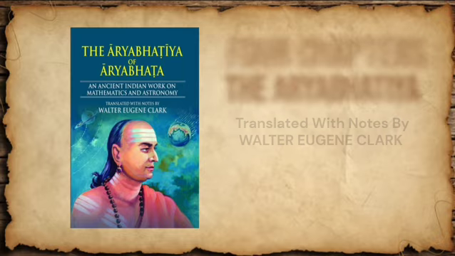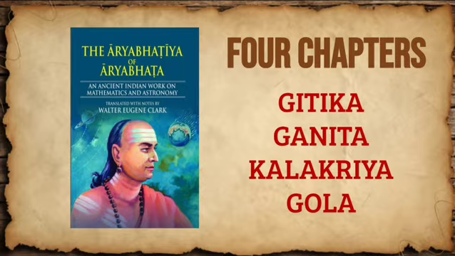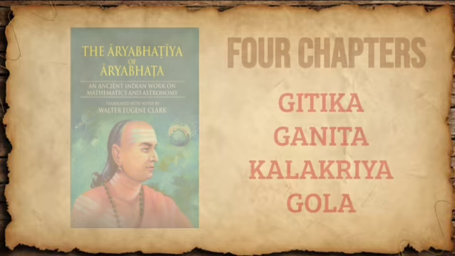Aryabhatia is divided into four chapters: Gitika, Ganita, Kalkriya, and Gola. Each part deals with different aspects, from large numbers and geometry to calendars and astronomy. In this video, we will look at five powerful verses from the ancient text, each revealing how advanced Indian knowledge was long before modern science.